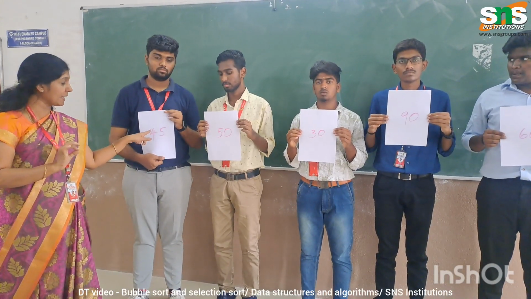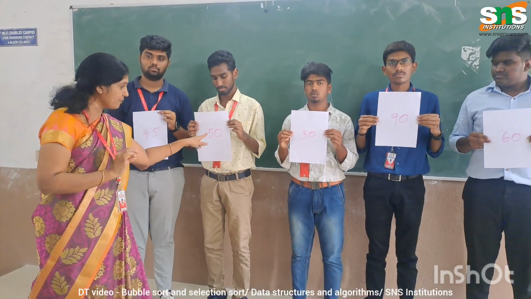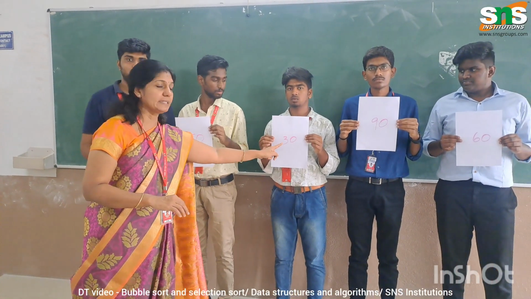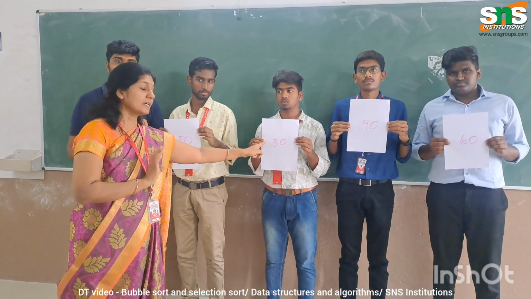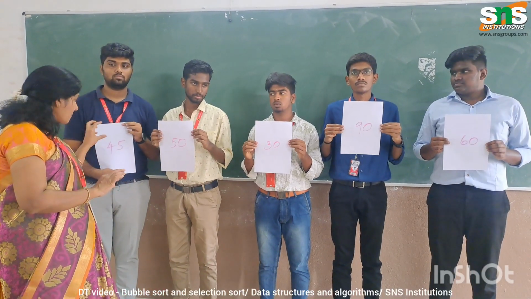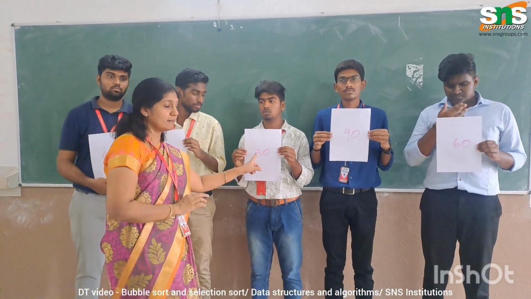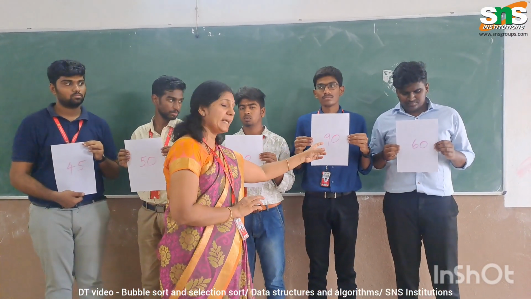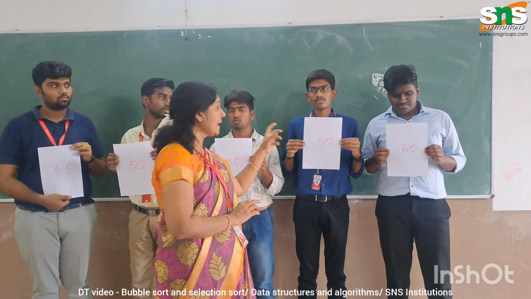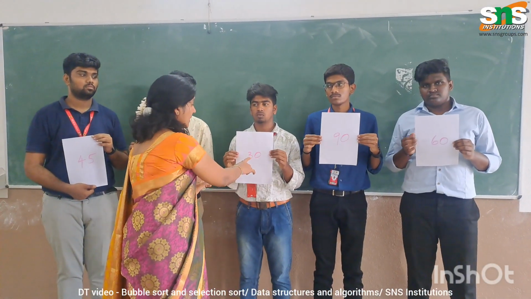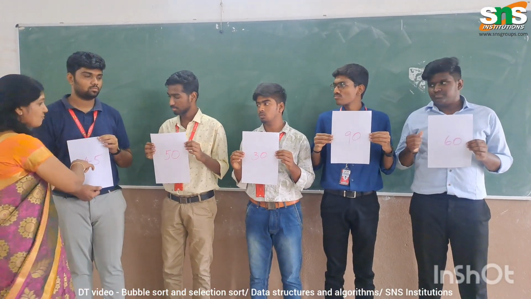We compare this smallest element, 45, with 50. Here also 45 is smaller. Then 45 is compared with 30. 30 is smaller than 45, so we fix the smallest as 30. Then 30 is compared with 90. Again 30 is the smallest one. And it is compared with 60. It is the smallest one. So we have to swap 30 and 45.